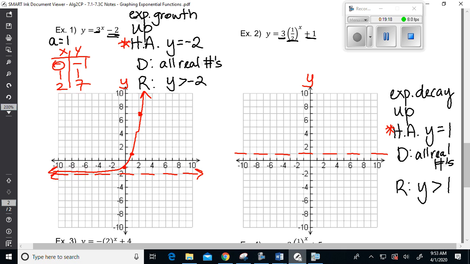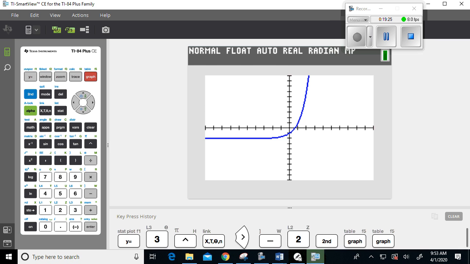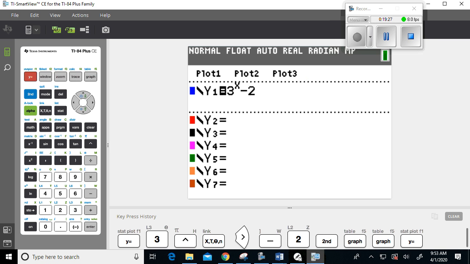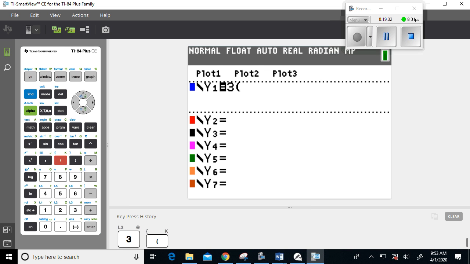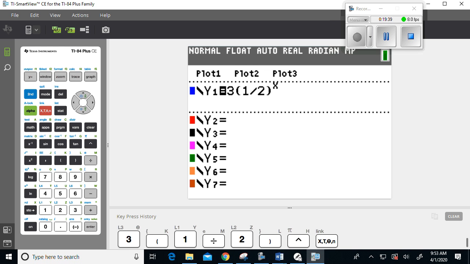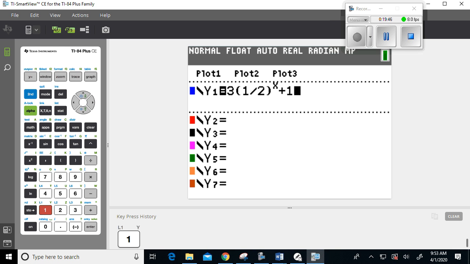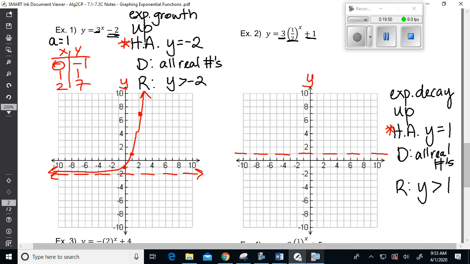Now we let our calculator do the rest of the work: 3 to the 1/2 x power plus 1. Go to y equals. We can clear out what we have. 3, parentheses, 1 divided by 2, close the parentheses, raised to the x power, and then plus 1. Let's make sure everything matches.